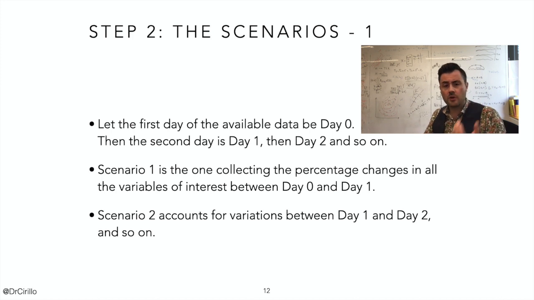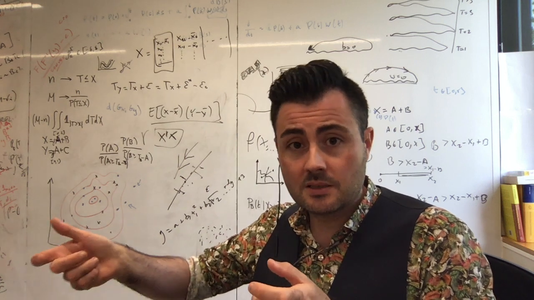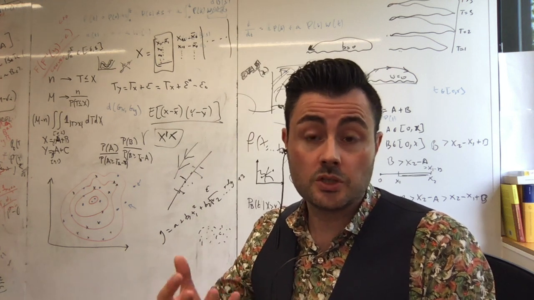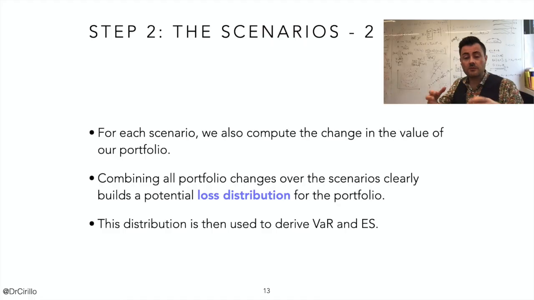Now, the first scenario is nothing more than the scenario that takes into consideration the daily variations we observed between day 0 and day 1. The second scenario takes into consideration the daily variations we observed between day 1 and day 2, and so on. Since we have 501 days, the last scenario, scenario 500, takes into consideration the daily variation we observed between yesterday and today. These 500 scenarios are what we use to generate the possible new loss distribution.